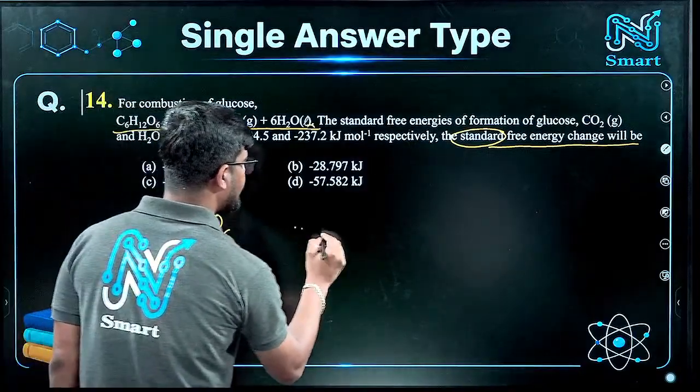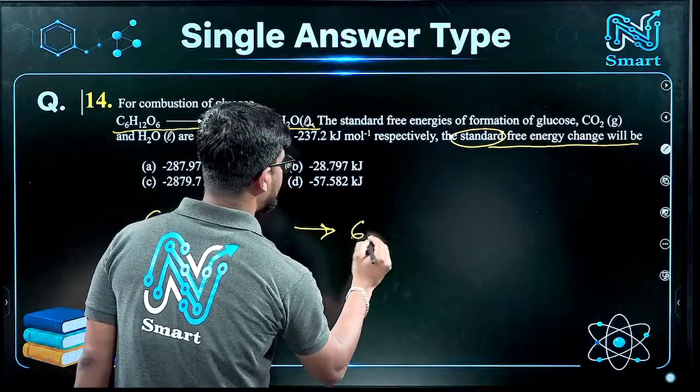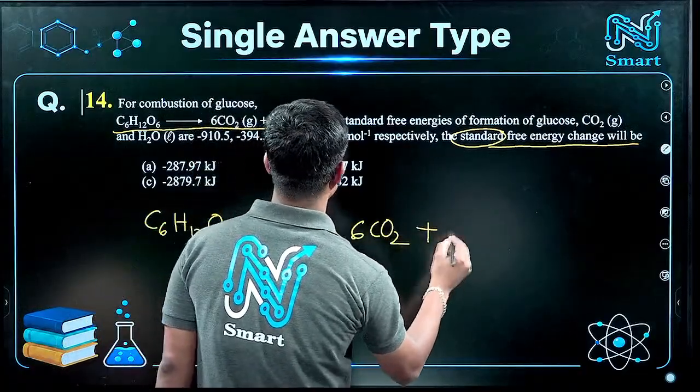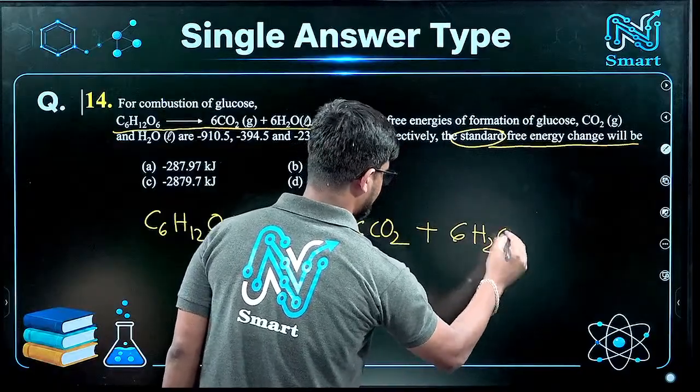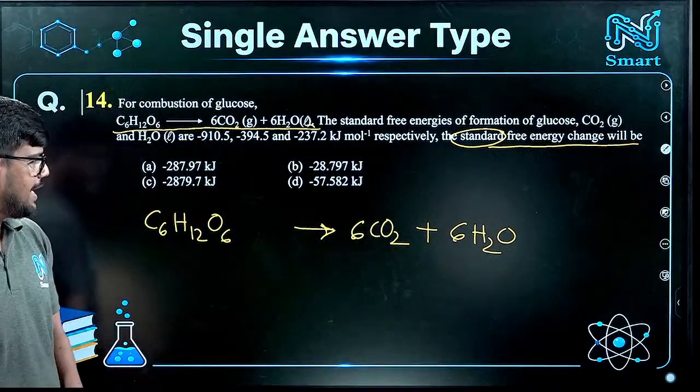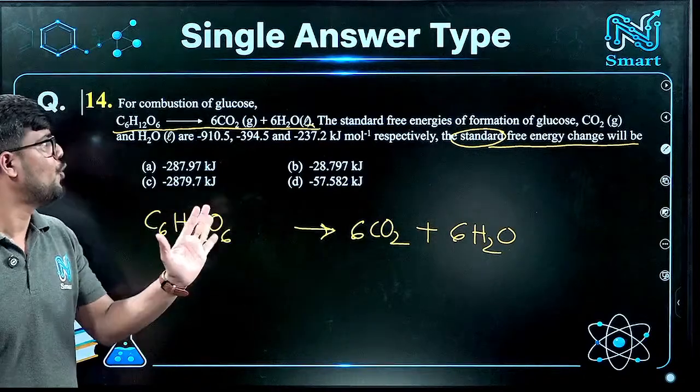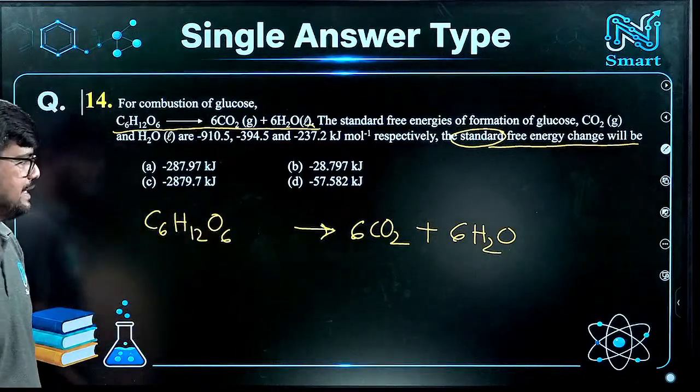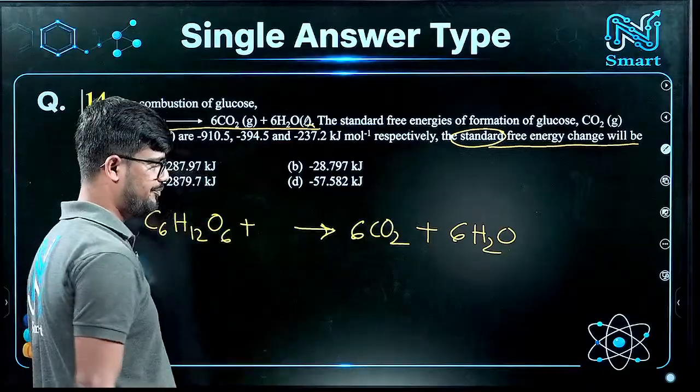C6H12O6. From that you are getting 6 CO2 plus 6 H2O. This is the idea, this is the reaction. Now just check, is it balanced? No, because we have to put oxygen. So how many oxygen do we have to put here?